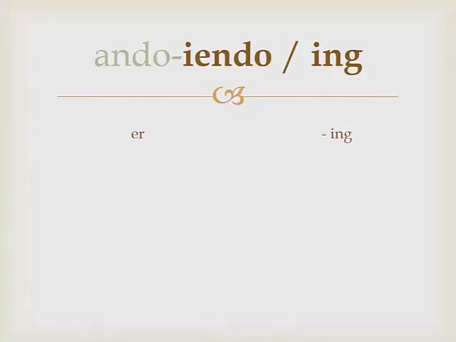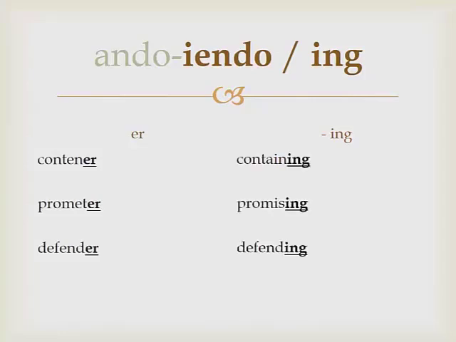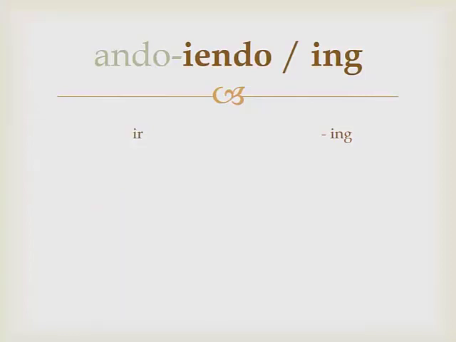ER verbs, however, will not have ando, but rather iendo. Contener, prometer, and defender. If you want to say containing, promising, and defending, you are going to say conteniendo, prometiendo, and defendiendo. You have just now formed the present participle in Spanish.